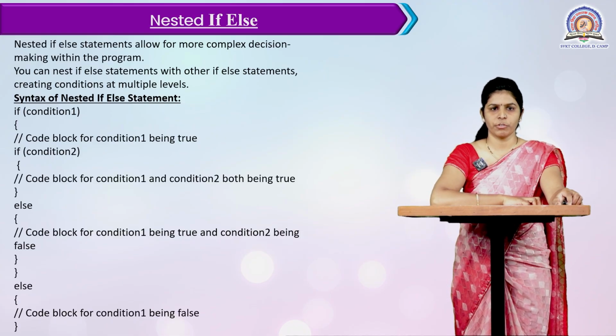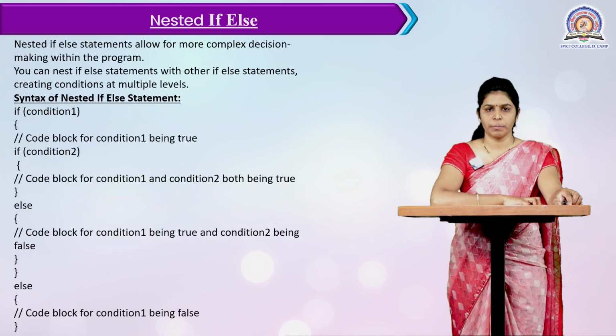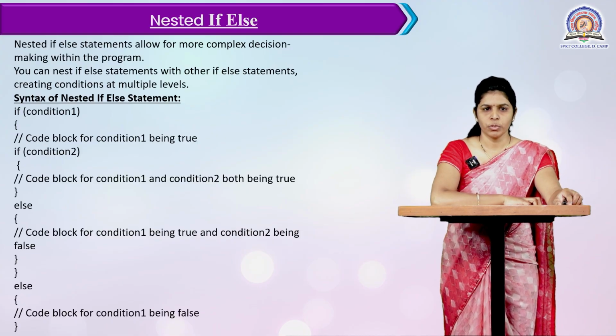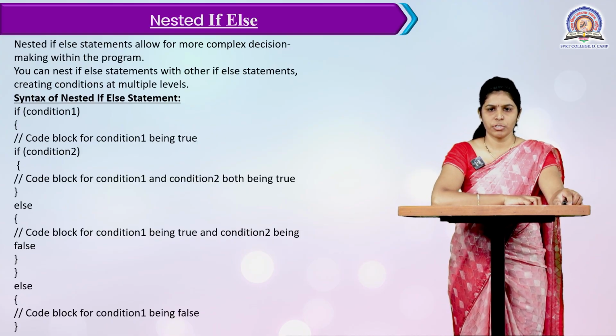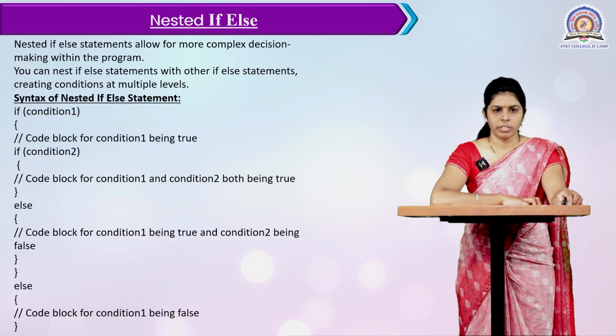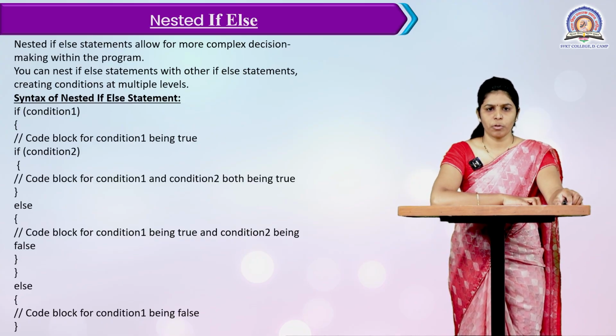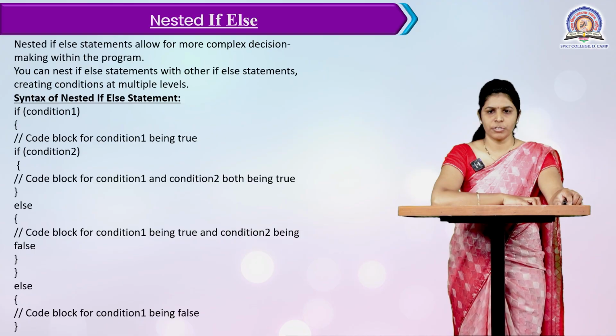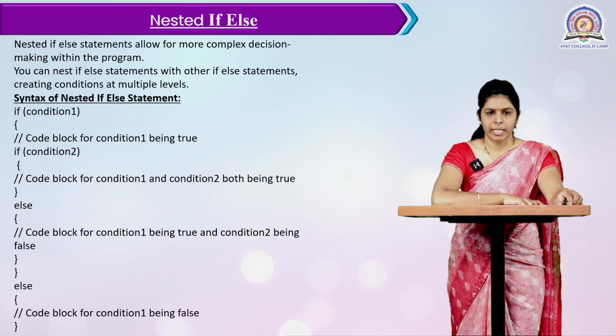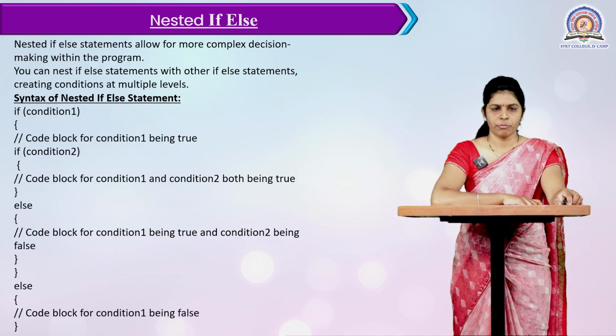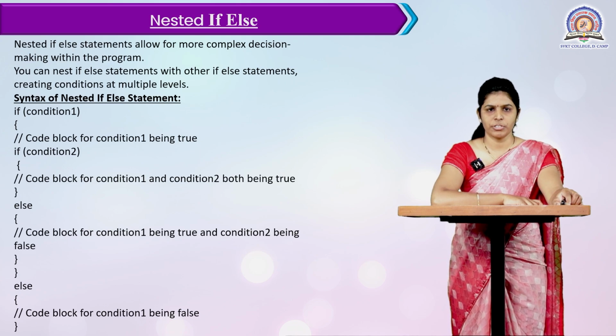If condition 1, code block for condition 1 being true. If condition 2, code block for condition 1 and condition 2 both being true, otherwise else, code block for condition 1 being true and condition 2 being false, else code block for condition 1 being false.